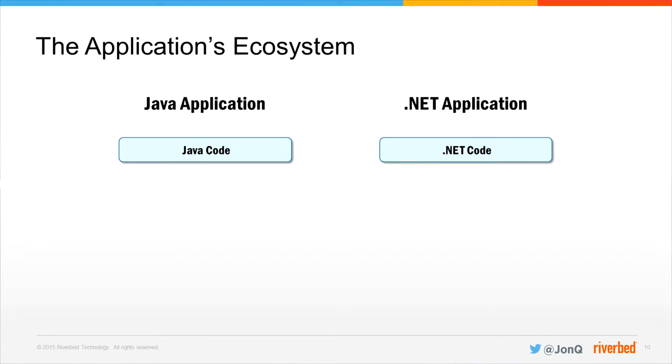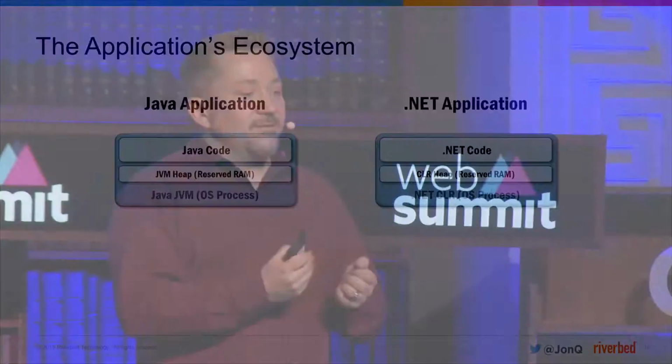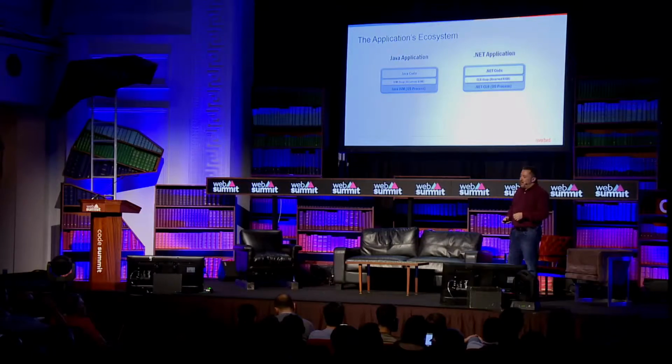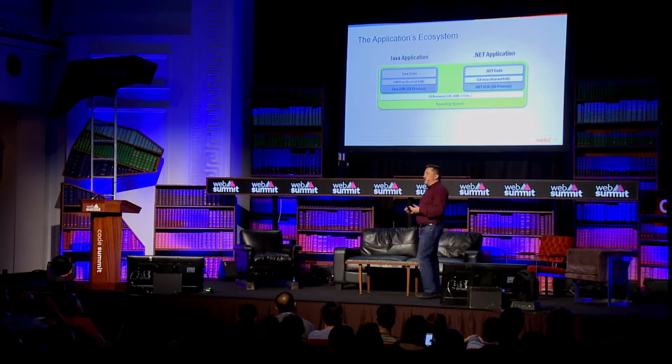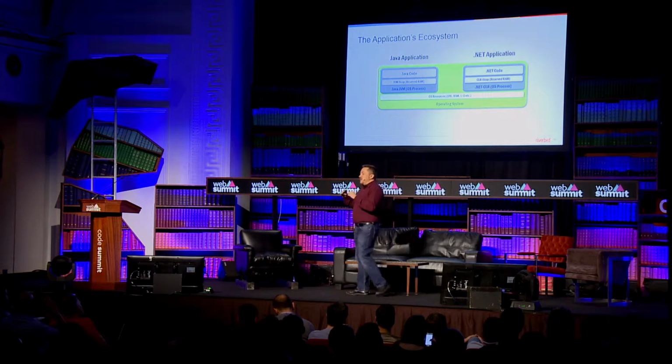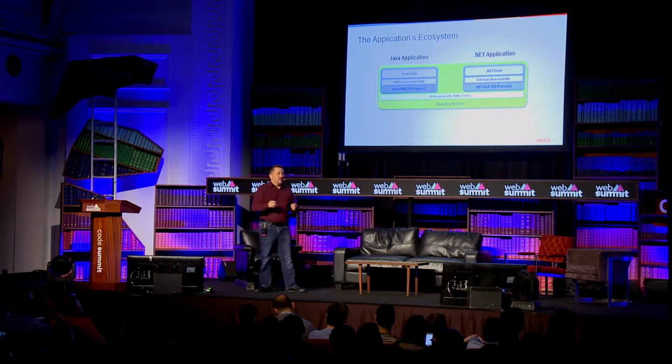So this code runs in a virtual machine of some sort, a JVM, CLR, and it has dependencies within that container. Things like heap that it has to rely upon that needs to be there for it to perform well. And those containers, which are ultimately processes of an operating system, are now dependent on the OS resources, so CPU and RAM and memory and disk I/O and handles and threads and so on.